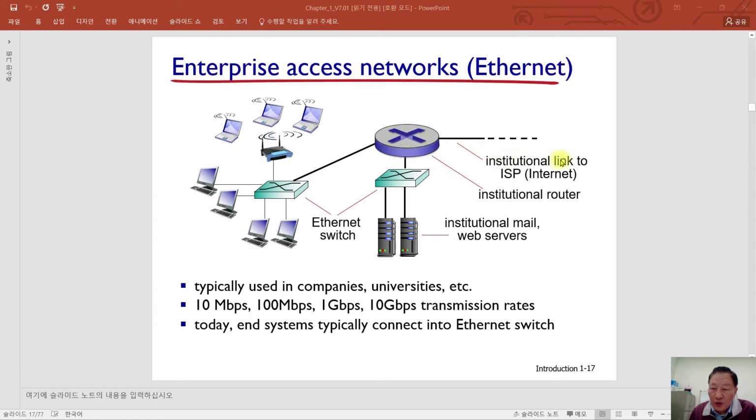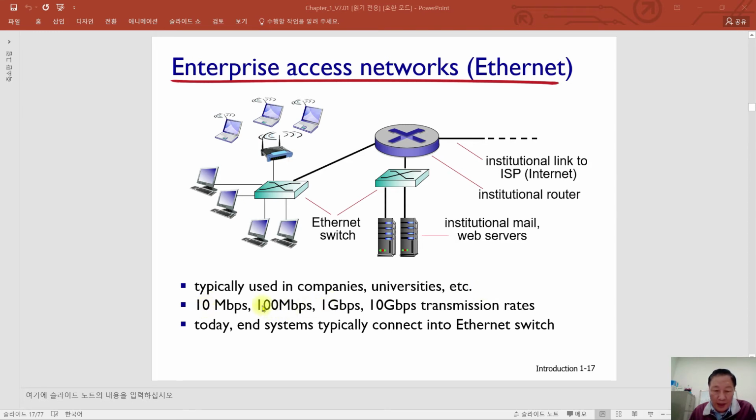And this one is the institutional link to the internet service provider, and this one is the institutional router, our university router, and this one is called an Ethernet switch. And somewhere in our university, the web servers and the institutional mail servers, those are also DNS servers, are there, and the internet service is being serviced. Typically this is used in companies, universities, or many other institutions.